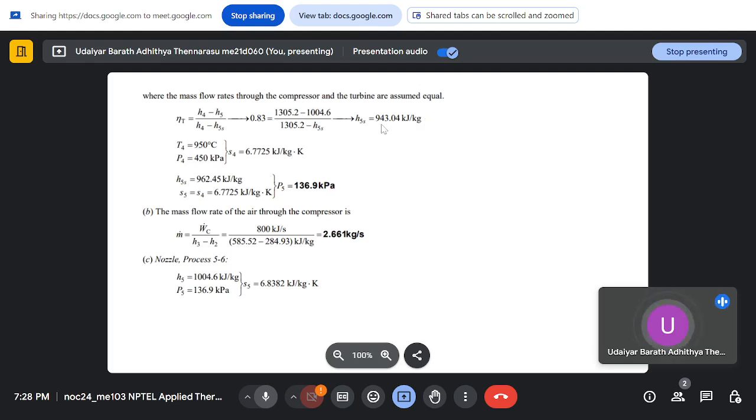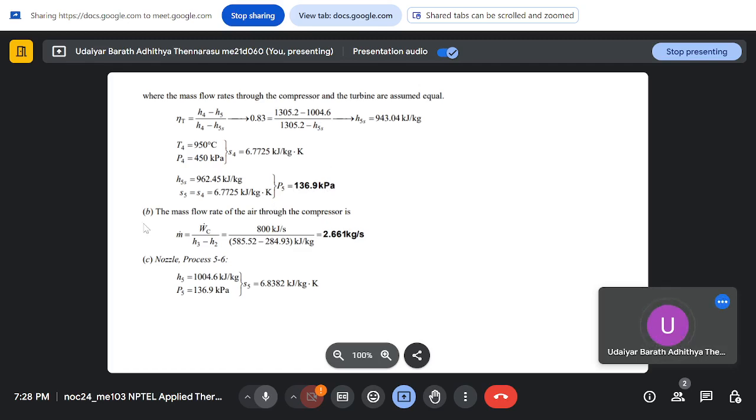Assuming it's an isentropic process, the inlet entropy from the temperature and pressure, you can find, is 6.7725 kilojoule per kg Kelvin. At the turbine exit, assuming it's an isentropic process, I know entropy and enthalpy, so I can estimate the pressure. So P5 is 136.9 kilopascal.